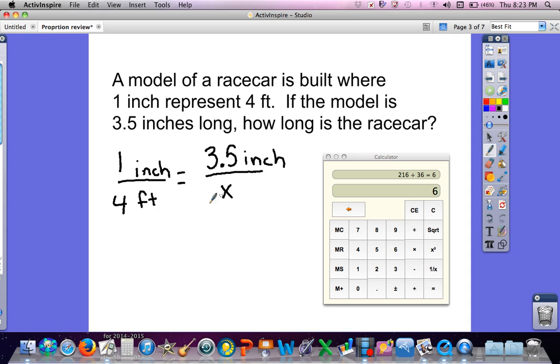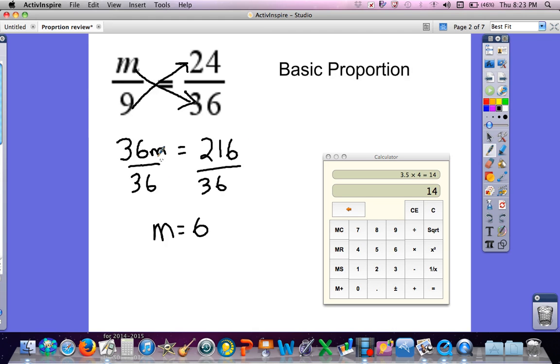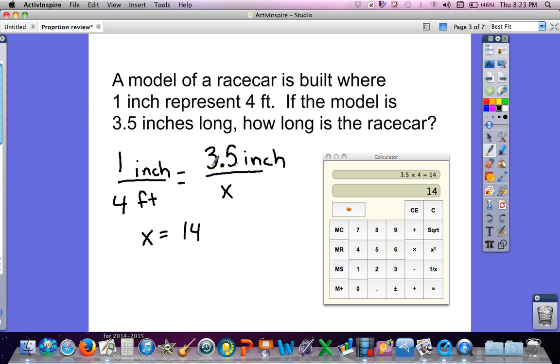1 times x is just x. 3.5 times 4 is 14. In this case, there's no division to do like we had in the prior problem, because when we multiplied in the prior problem, we ended up with a coefficient, a number in front of the variable. Here we just have x equals 14. So the actual car is 14 feet long.